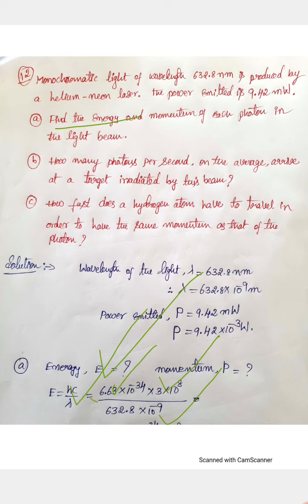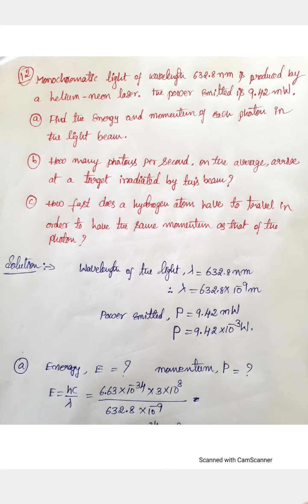H value is what? Here I have written 6.63 into 10 to the power minus 34. C value is what? 3 into 10 to the power 8. Next, lambda value is what? 632.8 into 10 to the power minus 9. Now in the next page we are going to simplify this one.